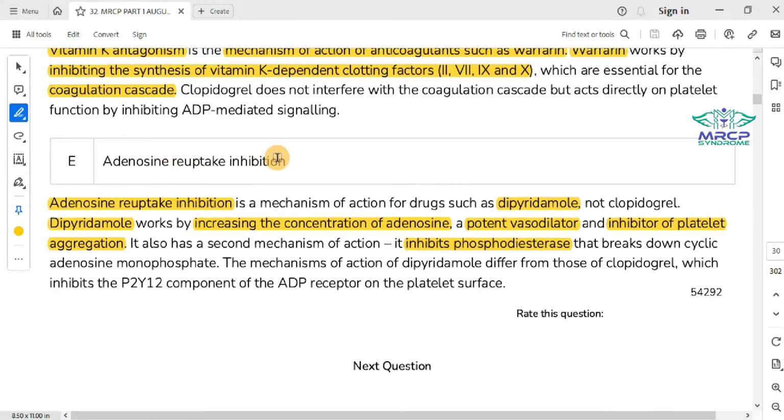And adenosine uptake inhibitor is dipyridamole. Dipyridamole works by increasing the concentration of adenosine, a potent vasodilator, and inhibition of platelet aggregation. It also has a second mechanism of action. It inhibits the phosphodiesterase that breaks down cyclic adenosine monophosphate.